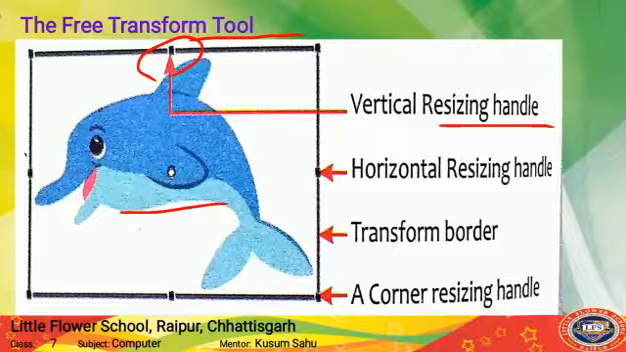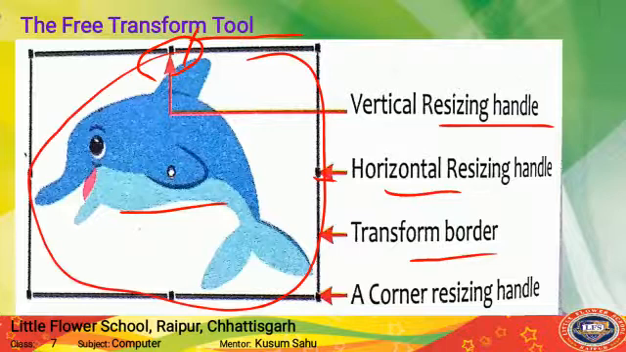We will drag the mouse over here and increase or decrease the picture. After that, here you can see the horizontal resizing handle. This is also used to increase or decrease the size. After that, the transform border. The whole border is called the transform border. By using this only we can resize the picture. After that, the corner resizing handle. Through this we can increase the picture from the corner side.